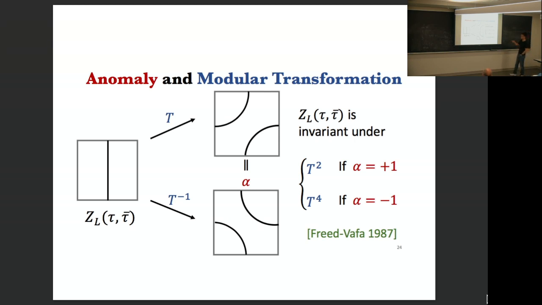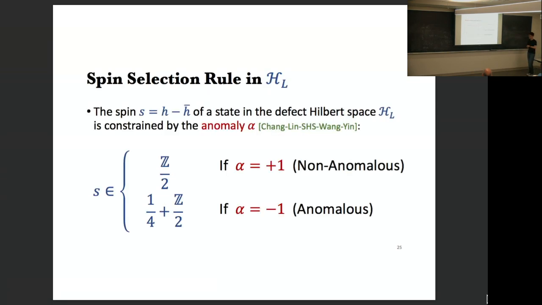The twisted sector partition function is Z sub L. The situation is different. It's not invariant under T. When it's non-anomalous, it's invariant under T squared. But when it's anomalous, it's only invariant under T to the four. So this leads to a spin selection rule in the twisted sector. We would like to understand what the Lorentz spin s is, and the difference between H and H_L in the twisted sector. I call it the defect Hilbert space.